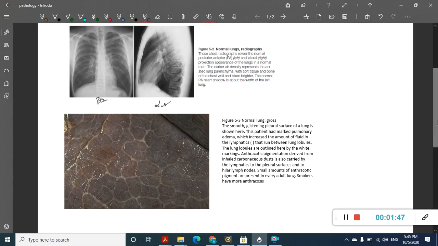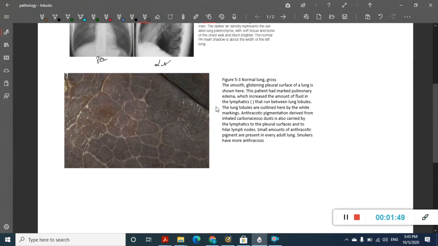Fine, right? This one which you are seeing here is a normal lung with a glistening surface. You can see the glistening pleural surface. This glistening surface is due to the presence of pleura. At some places you can even see anthracotic pigments. This is because of carbonaceous deposits which are inhaled. Inhaled carbonaceous deposits will cause this brownish pigment.